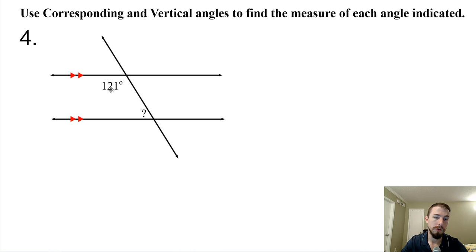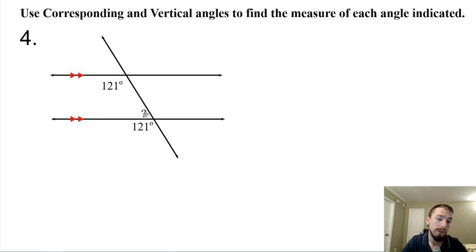So what I want you to do is take the angle that they give you, and move it across to the other parallel line. So if this is 121, then the bottom left here has to be 121 as well. Now that we've moved it, go ahead and write that in on the problem. That's how you're showing your work, because those two are corresponding angles.